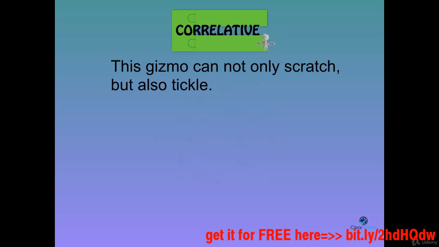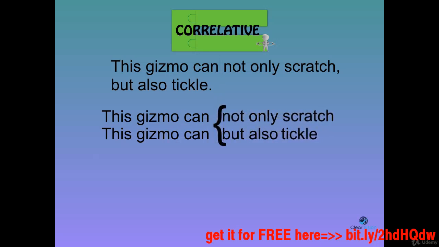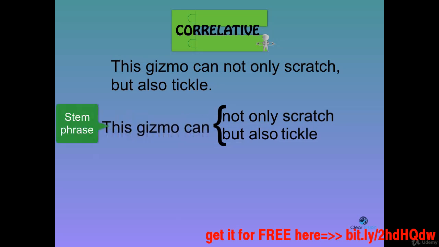Here we have a sentence. This gizmo can not only scratch but also tickle. When you analyse it, it's really making two separate statements. This gizmo can scratch and this gizmo can tickle. Now, when you join them together by using the correlative conjunction not only but also, the two parts of the conjunction act as a bracket, so that you only need to say this gizmo can once, because it now serves both statements.